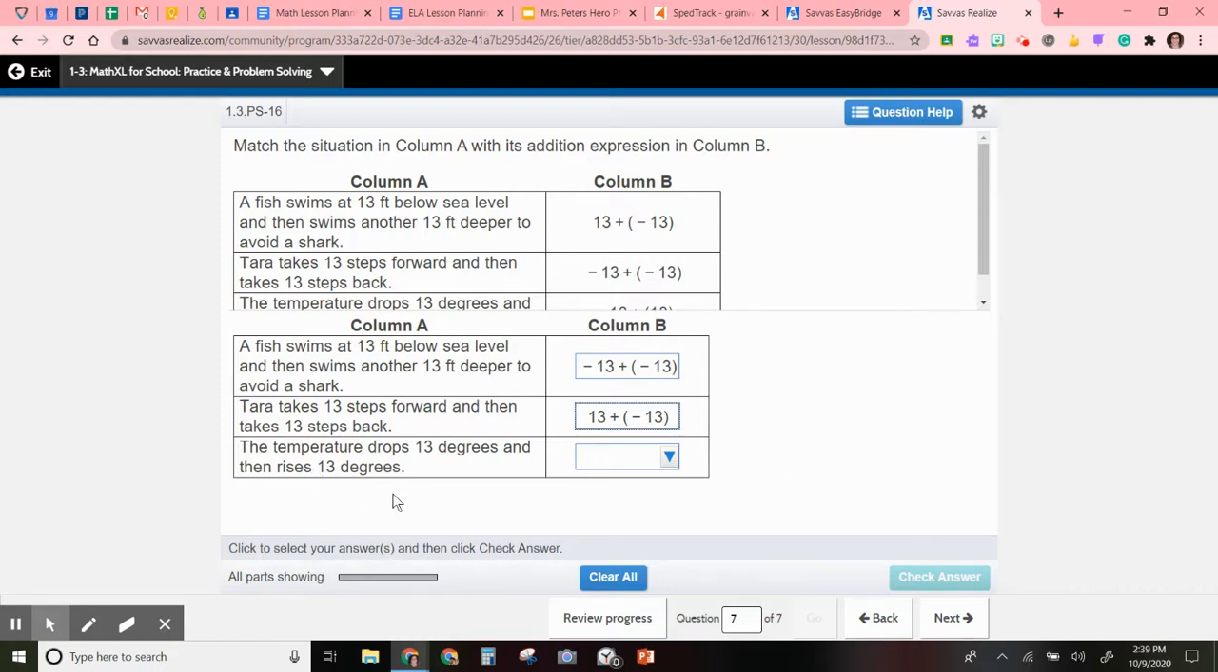The temperature drops 13 degrees and then rises 13 degrees. That word drops tells us whether it's a positive or negative number first. Drops 13 degrees is negative 13. And then it rises 13 degrees. Negative 13 plus 13.